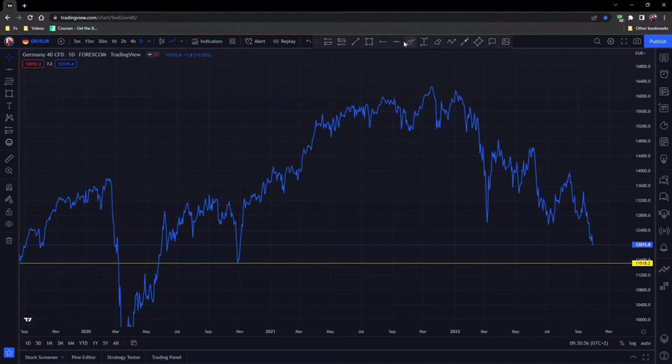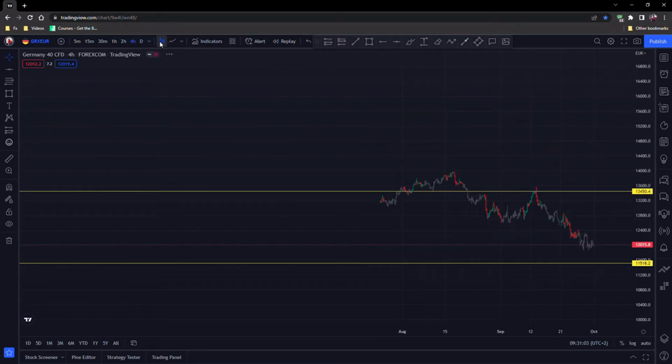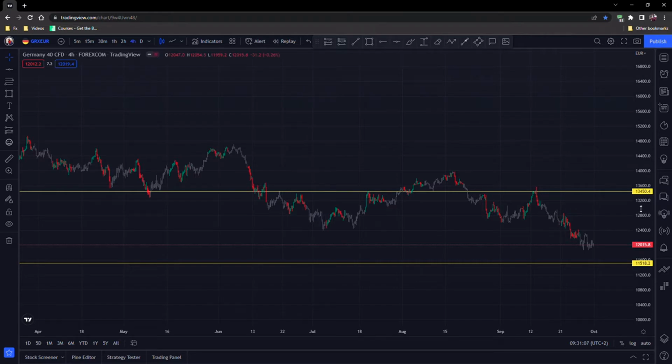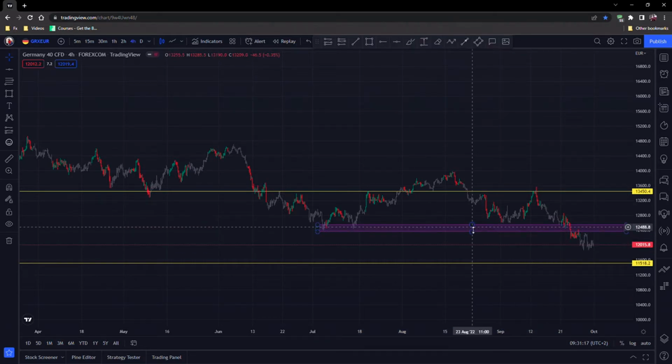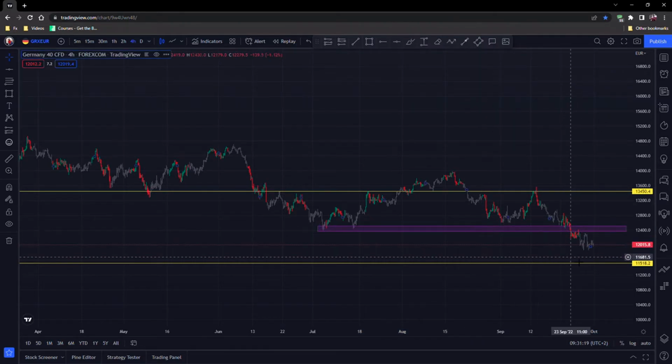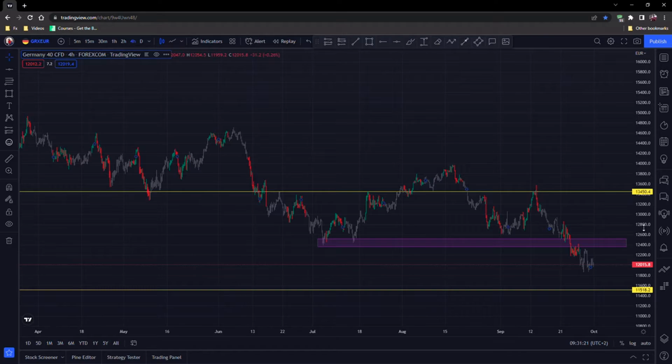So now we'll plot our weekly high. We set our weekly high to be that area. Let's go to the 4-hourly candlestick. Right, and now that we are on the 4-hourly candlestick, you can see this area right here is an area of resistance. So we just zoom in.